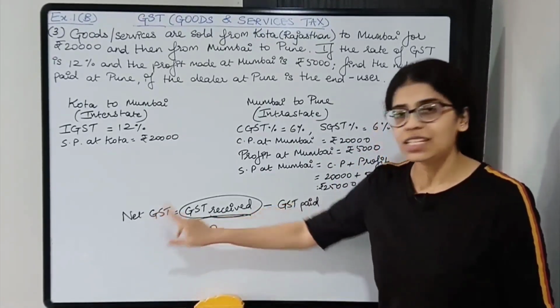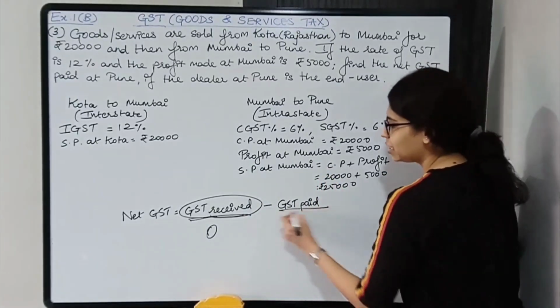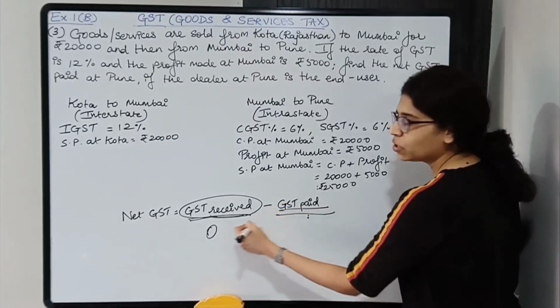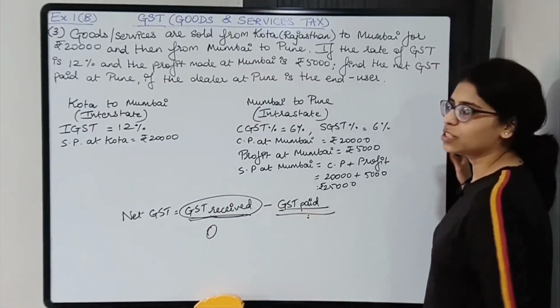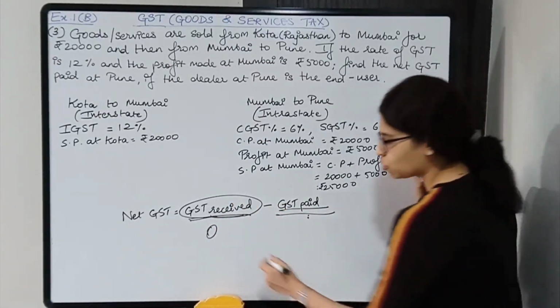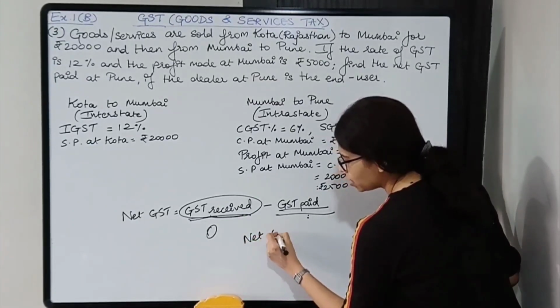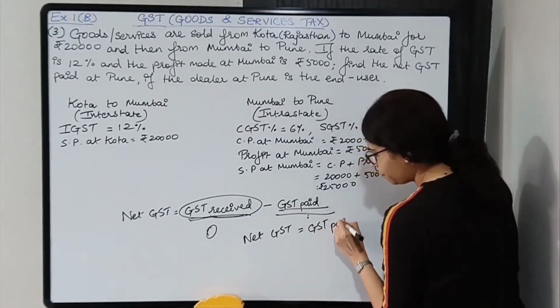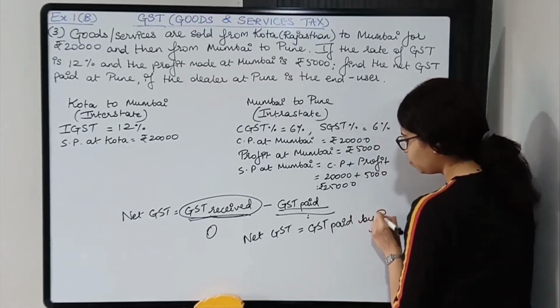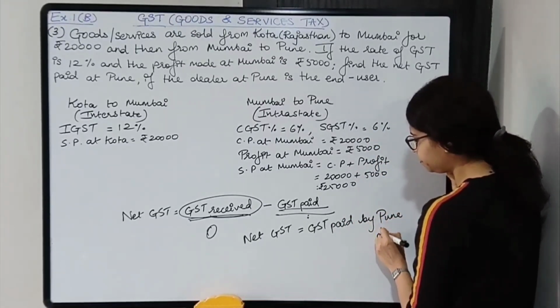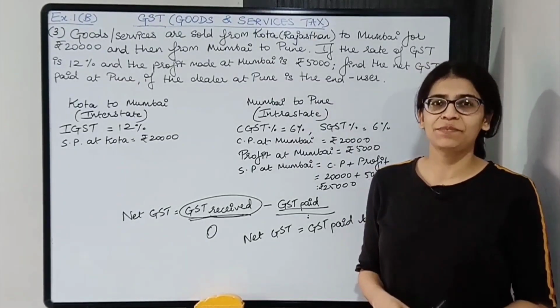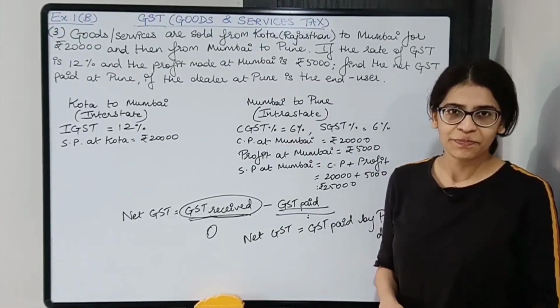Okay. So net GST क्या हो जाएगा? Net GST will be the GST that the person pays. यहाँ पे minus sign भूल जाओ. So net GST will be the GST that the person pays. So in this case, net GST will be the GST paid by Pune dealer. So how much will be the GST paid by the Pune dealer?